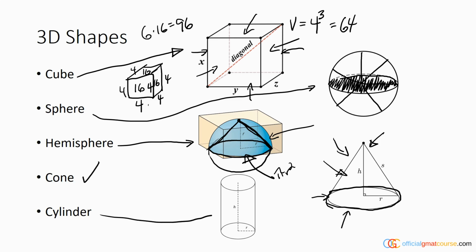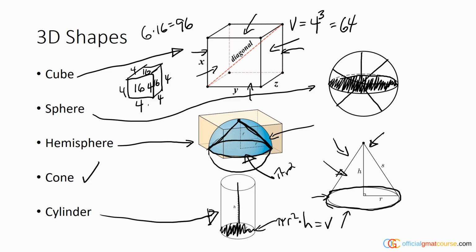A cylinder, we're expected to know the volume of. And the volume of a cylinder is the area of the circle on the base, times height. So the area of the circle here is pi r squared, and pi r squared times height will give us the volume of a cylinder.